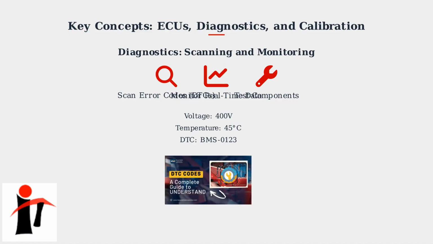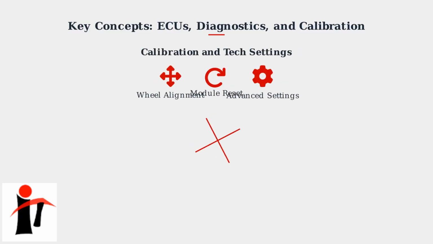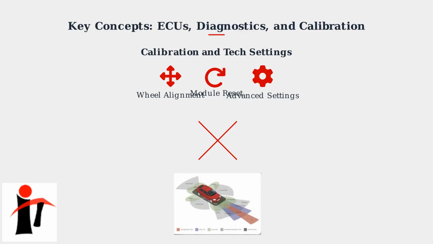DTC codes follow specific formats, such as BMS for battery-related issues or AP for autopilot problems, helping technicians quickly identify and resolve vehicle concerns. Calibration ensures all systems work harmoniously. Service mode allows precise wheel alignment adjustments after tire changes, module resets following firmware updates, and access to advanced technical settings for performance tuning and developer options. For autonomous features, calibration often involves sensor alignment and testing, ensuring radar, cameras, and LiDAR systems detect obstacles and road conditions accurately for safe operation.